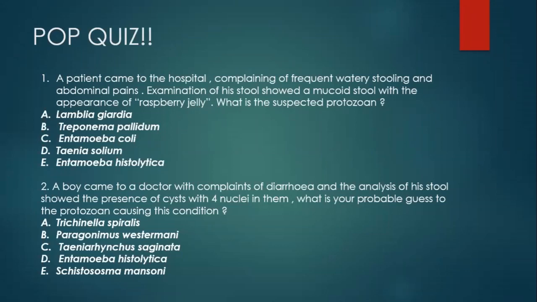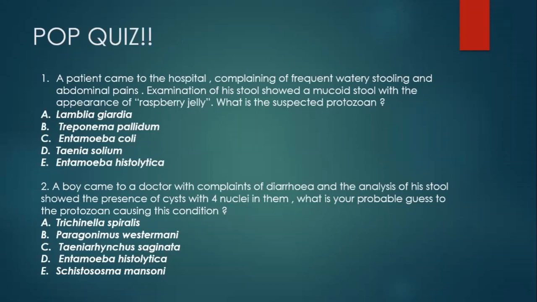It means this organism is eating away at the intestines, because so far as that stool has something red in it, that's blood and mucus coming from the intestinal walls. So this means this protozoan is mostly intestinal, number one. Number two, it causes watery stooling and abdominal pains, which means it causes diarrhea. So we're dealing with organisms that are localized in the intestines, particularly the large intestines; they cause diarrhea; they cause abdominal pains; and the third point is the appearance of raspberry jelly.